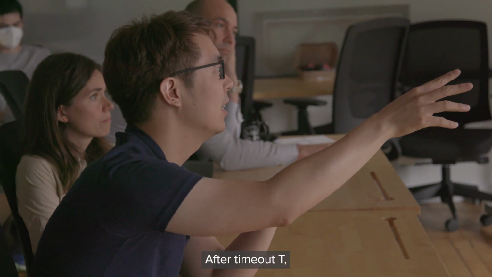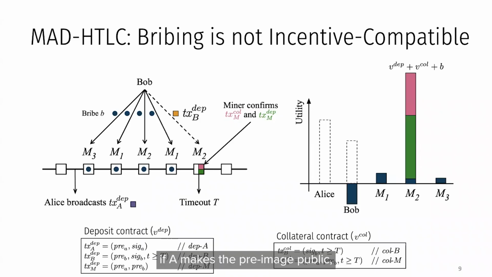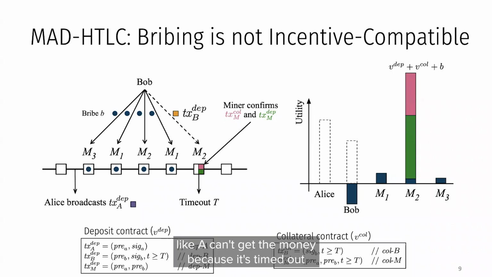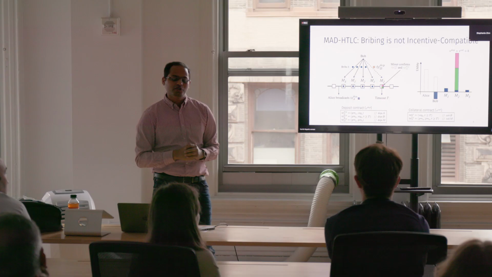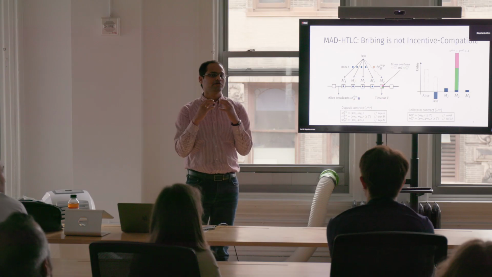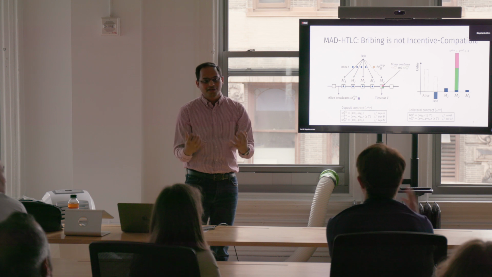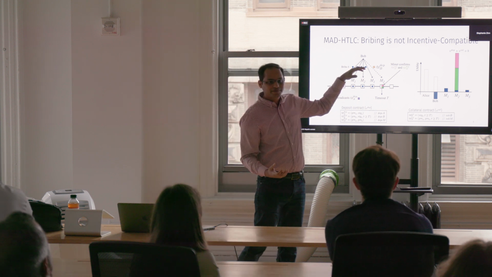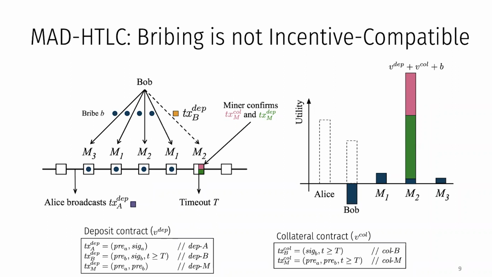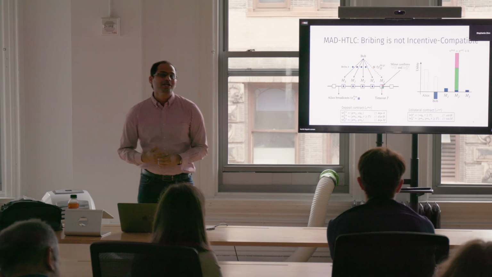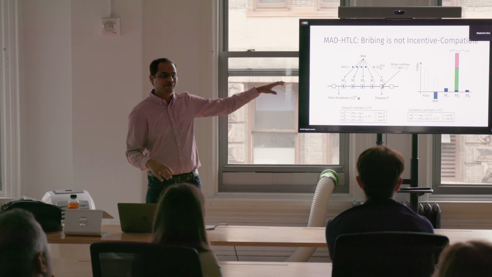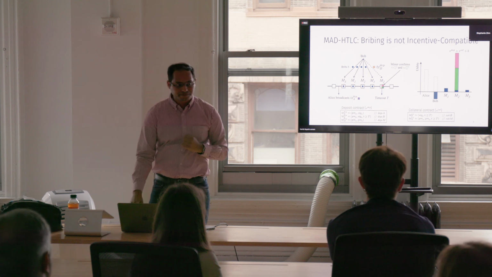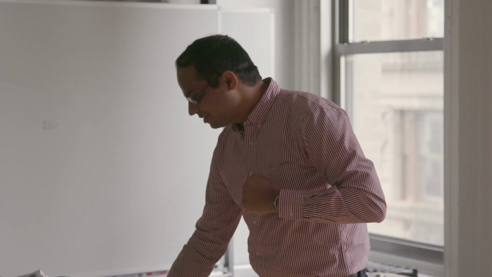After timeout T, if A makes the pre-image public, then she is basically told that A can't get the money because it's timed out, and B can't get it either because once the pre-image P is out. So that's true. I think it depends on how you're trying to model this. From A's perspective, the highest amount of money she can get is VDEP, right? If she had the pre-image, she could just use the honest path and do it right in the beginning. If she wants to spite Bob, then sure, she can do something like that. But we are assuming that Alice is not spiteful over here. Good?